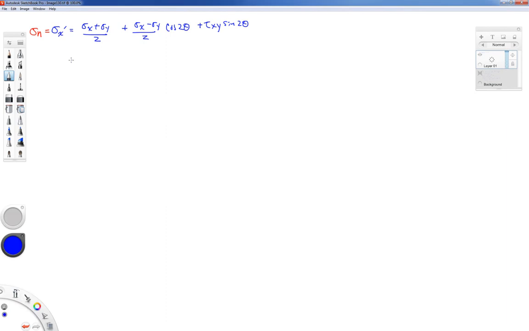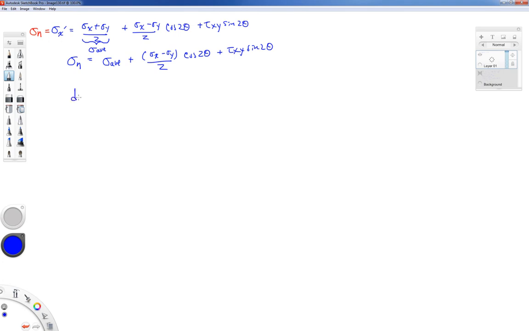And I'm going to rewrite this just one more time. I'm going to make a little shortcut here. The sigma x plus sigma y over 2, I'm going to call that sigma average. So I'm going to rewrite this as sigma n is equal to sigma average plus sigma x minus sigma y over 2 cosine 2 theta plus tau xy sine 2 theta. So what we're trying to do is find the angle theta which maximizes sigma n.